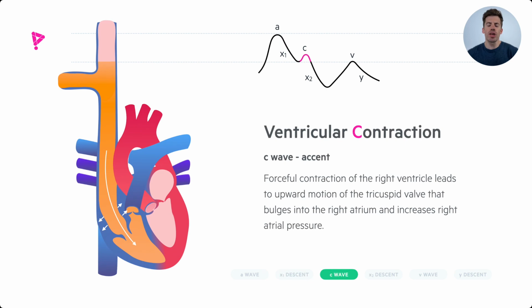Following this, we have ventricular contraction, which forms the C wave, the second ascent. Forceful contraction of the right ventricle leads to upward motion of the tricuspid valve that bulges into the right atrium and increases right atrial pressure.